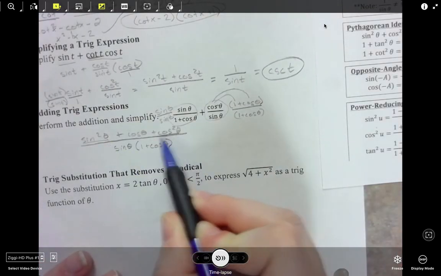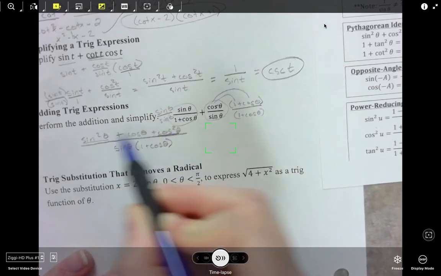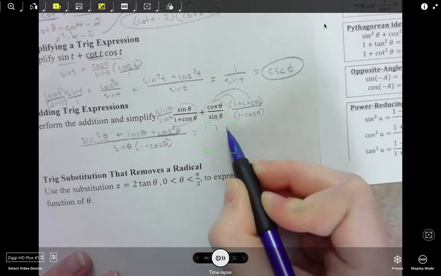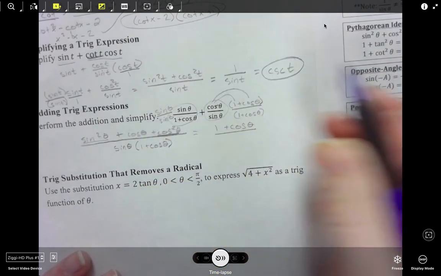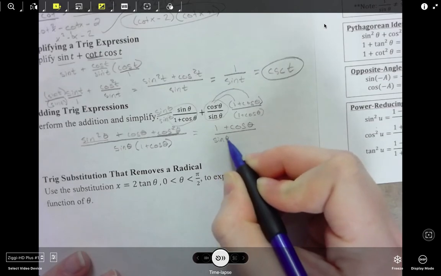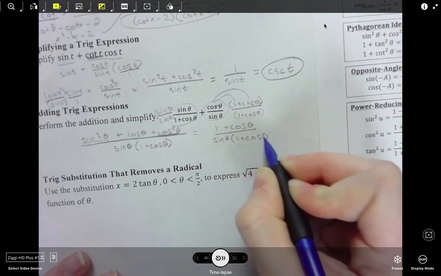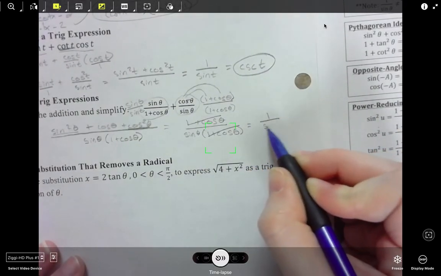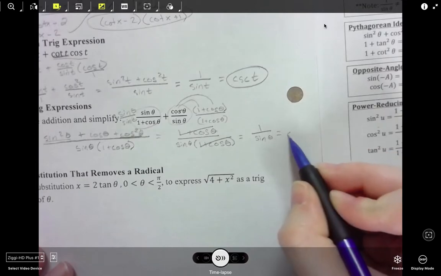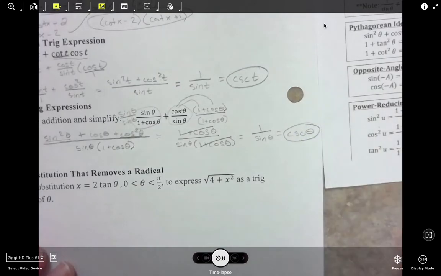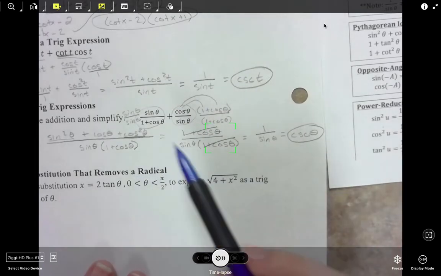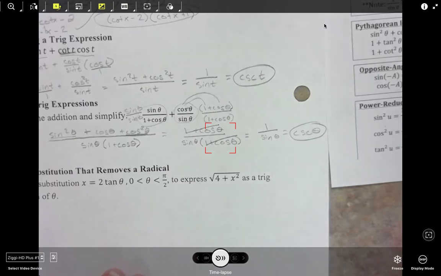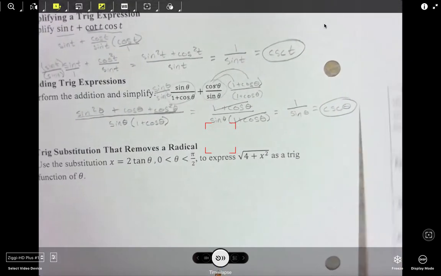Sine squared plus cosine squared, even though they're separate pieces, I could write them together, and sine squared plus cosine squared equals 1. So on the top I have 1 plus cosine theta. That comes out really nicely. And then sine of theta times 1 plus cosine theta. The 1 plus cosine thetas cancel out, and that gives me 1 over sine theta, which again is cosecant theta, just like it was up here. All of this stuff reduces down to just a cosecant, which is super nice. All right, last one.